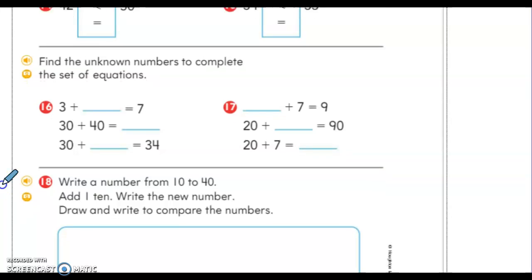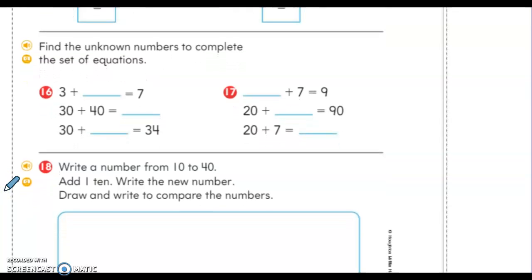Okay, for numbers 16 and 17, we have to find the unknown numbers to complete this set of equations. So when we were practicing these, we were noticing the numbers that we're working with. Here I can see that they gave us 30 plus 40. If we follow that pattern, we just take those zeros off. That will fill in this blank for us. Or we can treat this like an unknown box. Grab the 3 in your hand and get up to 7. So we'd say 3, 4, 5, 6, 7. Check your fingers. That's your answer.